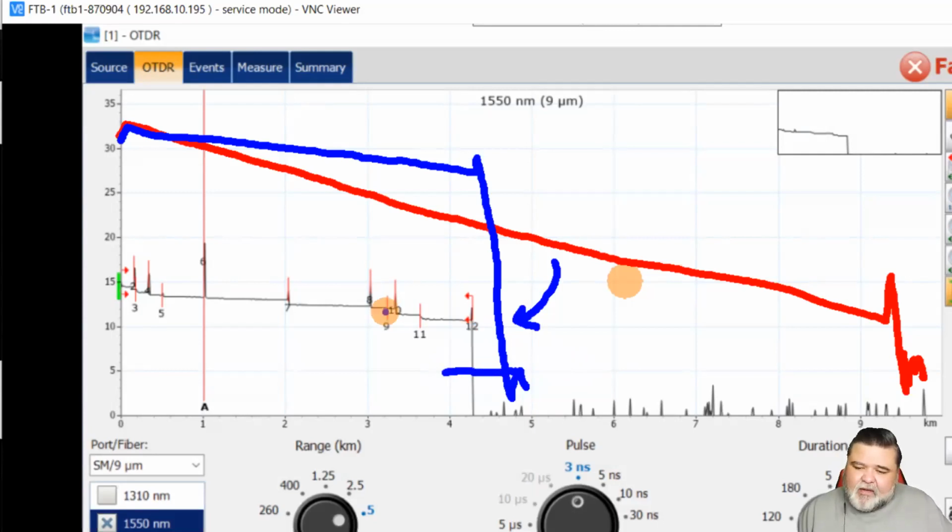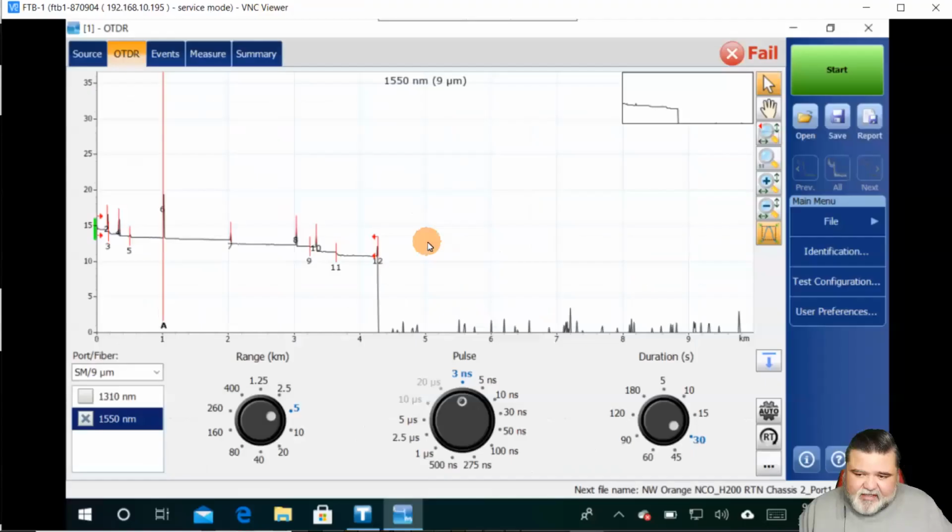So when we're looking at pulse width and duration, an OTDR sends out a pulse of light, right? It sends out a pulse of light and it just interprets the backscatter. The longer the pulse, the further you could test, but the less spatial resolution you have. And what spatial resolution is, how can I detect two events that are close to each other, right? How can I detect two events that are close to each other?